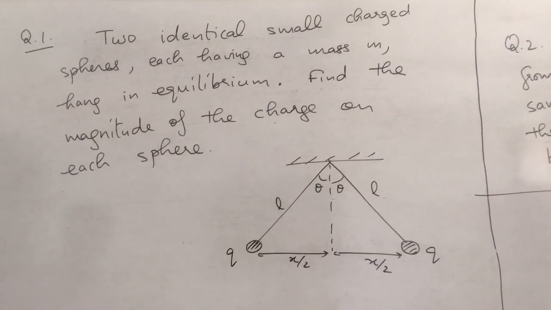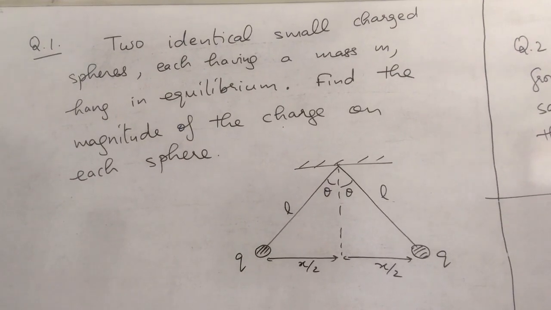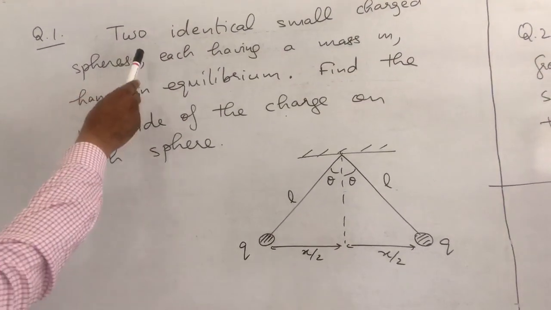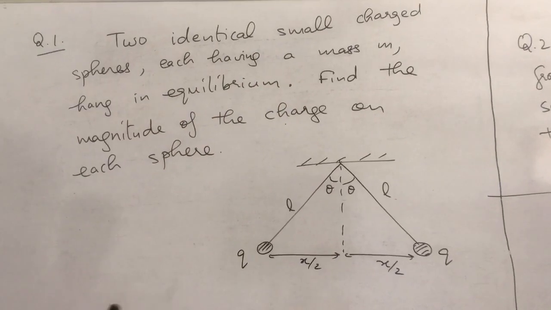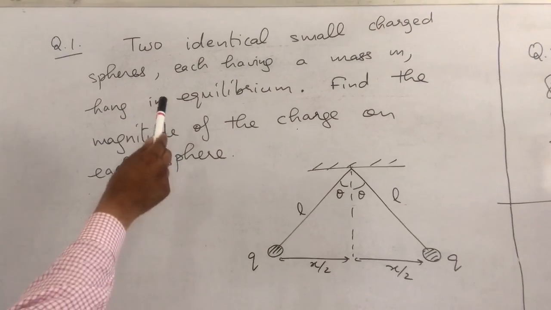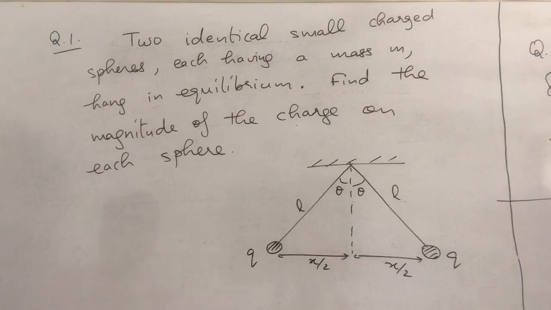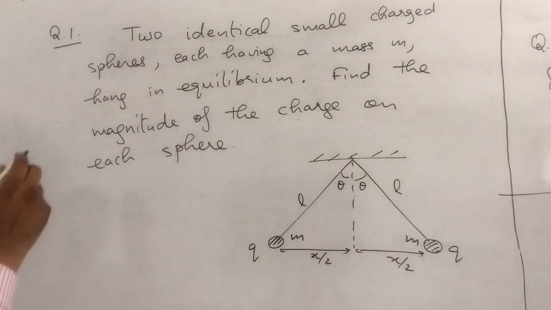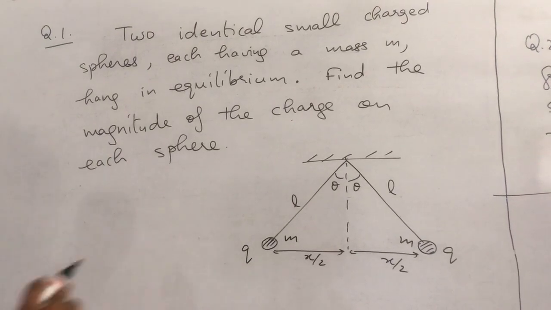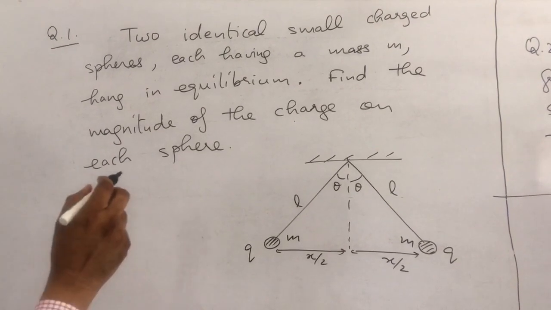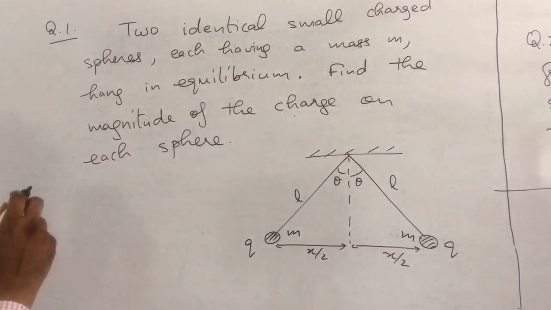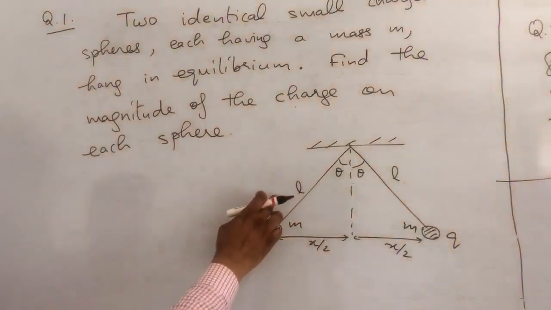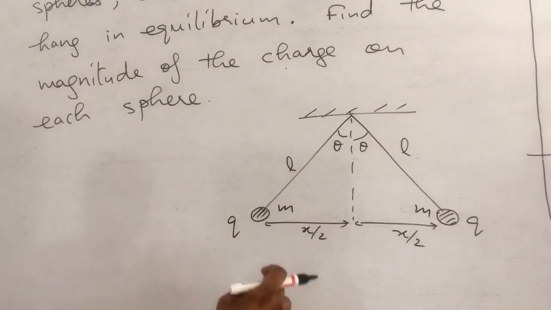Application of electrostatic force. I'll solve this problem today. In the problem it's given two identical small charged spheres, each having mass m. The spheres hang in equilibrium. Find the magnitude of the charge on each sphere. The task is to find this charge q in terms of L, theta, and m.